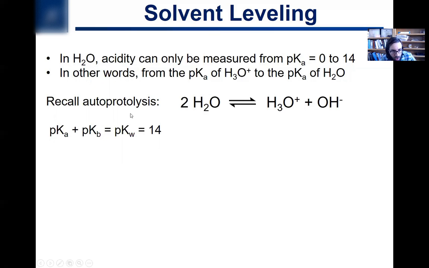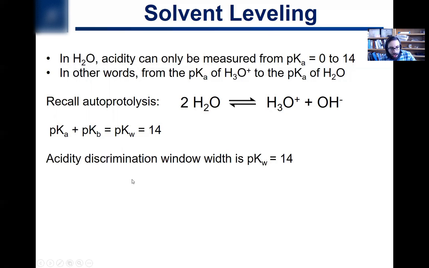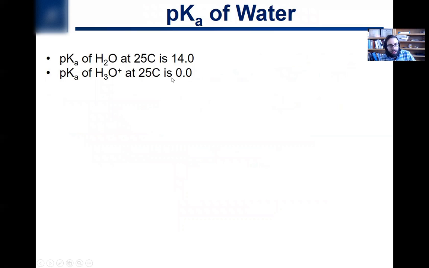So recall this autoprotolysis business where you have 2 molecules of water interconverting between hydronium and hydroxide. And we said pKa plus pKb equals pKw equals 14. That autoprotolysis constant, pKw equals 14, is telling us that the acidity discrimination window width is 14. It is equal to pKw. The width from which we can measure acids is 14 pKa units wide. This goes from 0 to 14, okay?